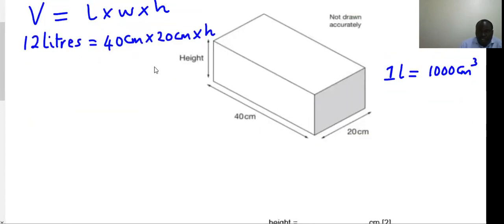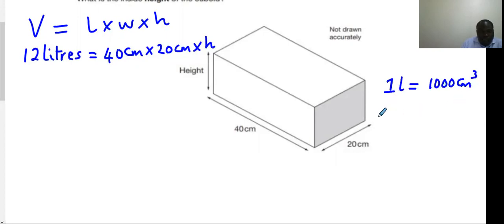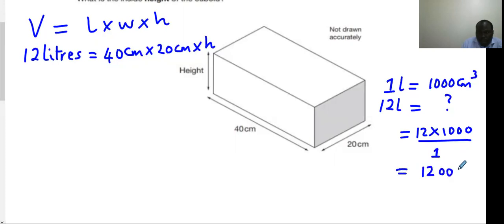Okay, so if 1 liter equals 1,000 centimeter cube, how about 12 liters? Multiply. So it will be 12 times 1,000 divided by 1. This will be 12,000. Okay, so the volume now is 12,000 centimeter cube. So here you write 12,000 equals, now everything is in centimeters, so I can ignore the centimeters and move on. This will be 40 times 20 times height.